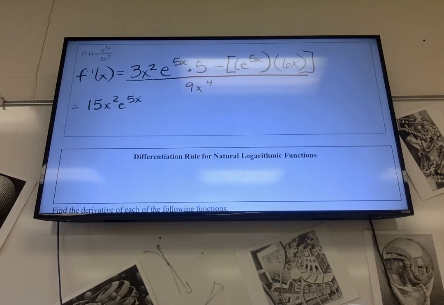So that's 15x squared e to the 5x. Why is it 15? 5 times the 3. Minus 6x e to the 5x over 9x to the 4th. Let's do some factoring. With what? No, we can't. Oh, with variables? Yes, with variables.